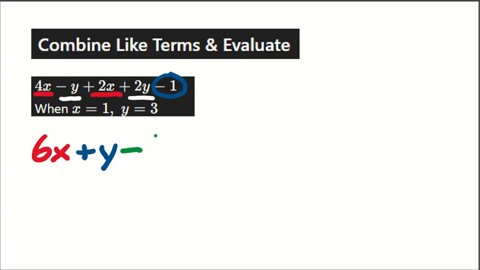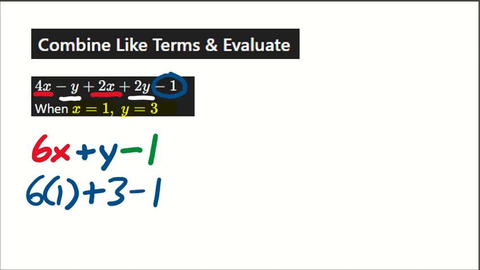We just put a minus 1 right there because we have successfully combined our like terms. Now, let's go ahead and plug in our values. What is the value of x? The value of x is 1. So really what we have here is 6 times 1, increased by, what's the value of y? 3. So we're going to increase that by 3, and then minus 1.